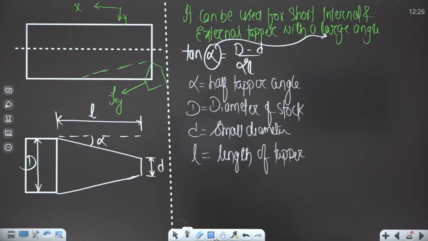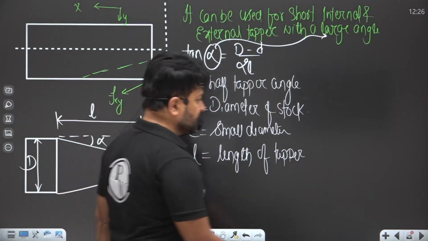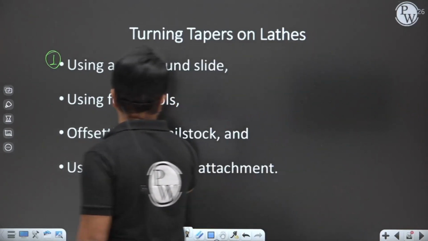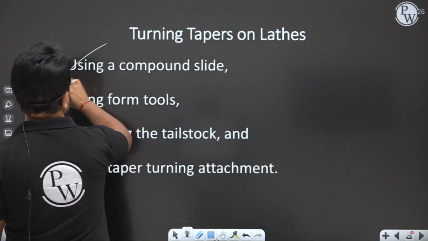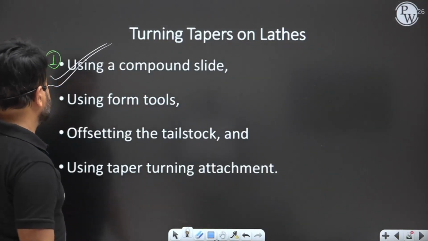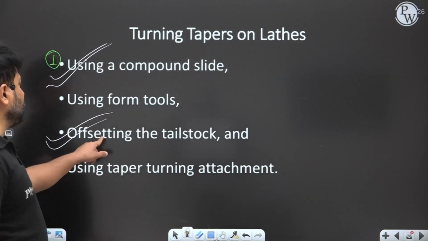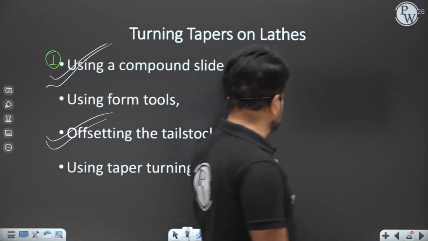Right. Now let's move to the next method, that is the offsetting method. Actually the numerical question will come either in this way, using a compound slide, or by offsetting the tail stock. Now let me explain offsetting the tail stock, because a numerical question will come in this method.